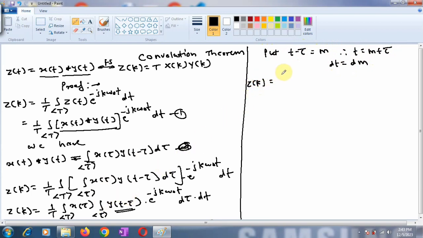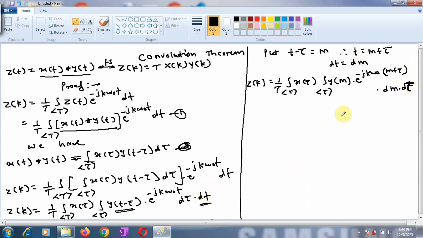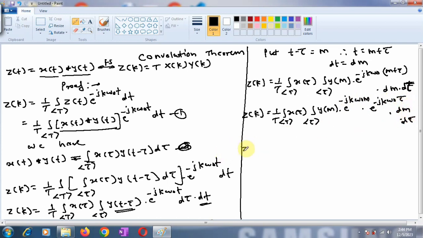So we'll get z of k is 1 upon T integration over the period T, x of tau into integration over the period T, y of t minus tau, which is y of m, into e raised to minus jk omega 0, but the value of t is now m plus tau, into dm into d tau, because now dt is equal to dm. So for this dt we have written dm and d tau will be as it is. So now we have z of k is equal to, we'll first make this term separate. 1 by T integration over the period T, x of tau, integration over the period T, y of m into e raised to minus jk omega 0 m into e raised to minus jk omega 0 tau into dm into d tau. Now we'll rearrange the terms.